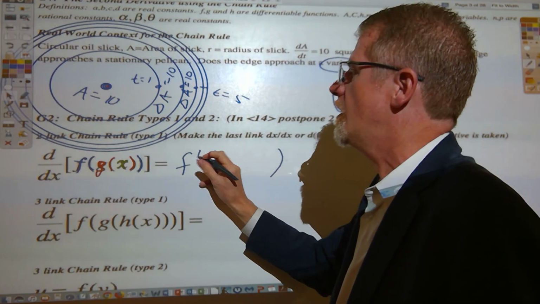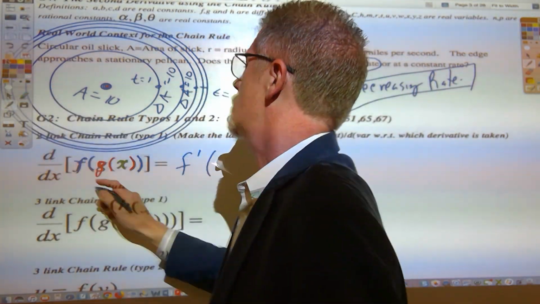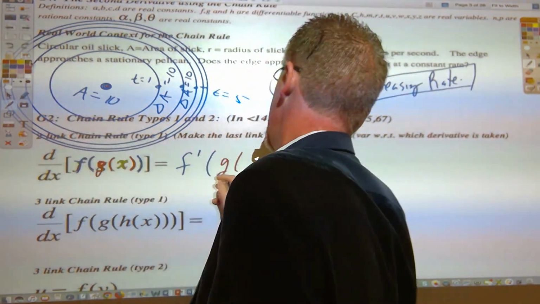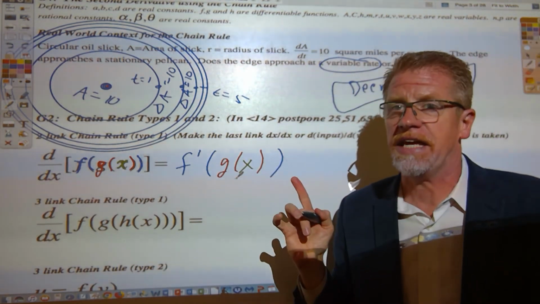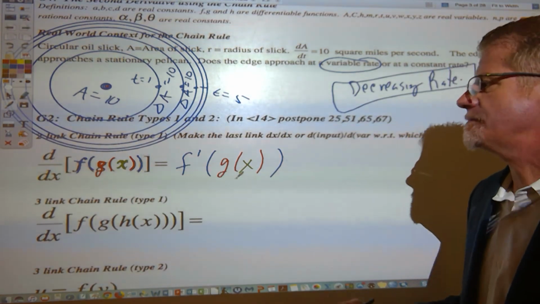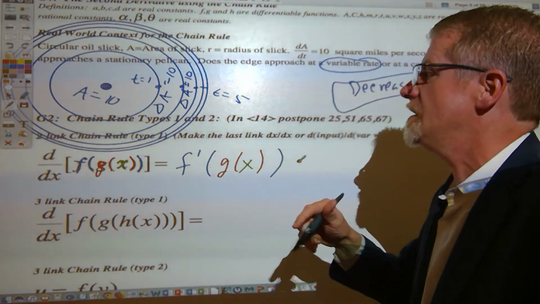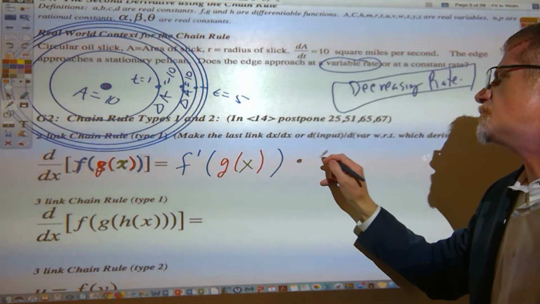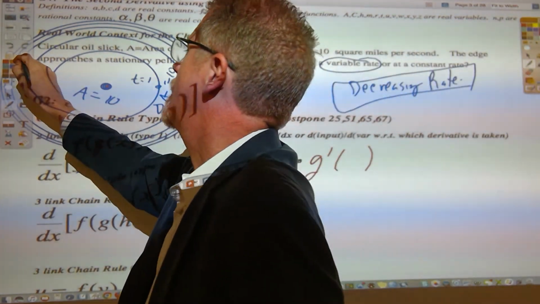F prime of, and now I'm trying to switch over to red. So here we go. G of, and then switch to green for the egg. So the first link in the chain, and there's going to be 3 links, is F prime of G of X. The second link in the chain is to take the derivative of the next innermost function. The derivative of G is G prime of egg.